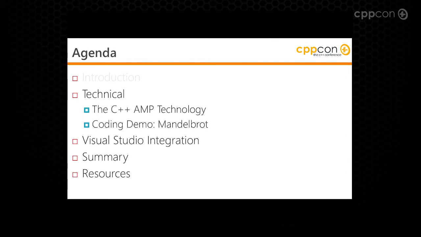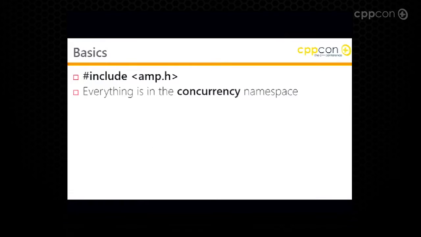So that's for the introduction. Let's go now a little bit more technical, a bit more interesting, I assume. It's the first thing you have to do. Everything is in one header file. You just have to include the amp.h header file, and it's in the concurrency namespace.